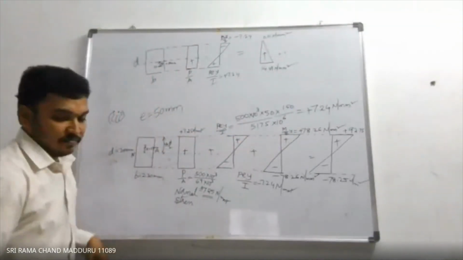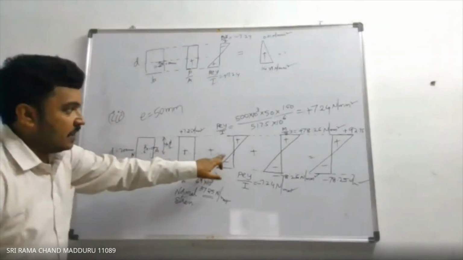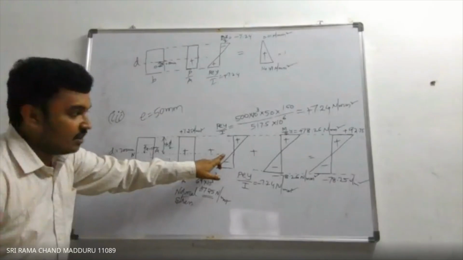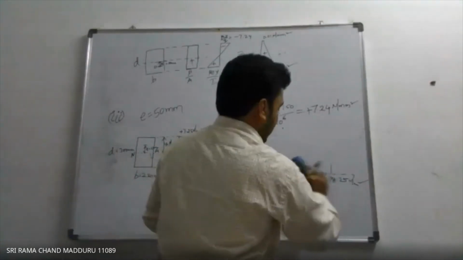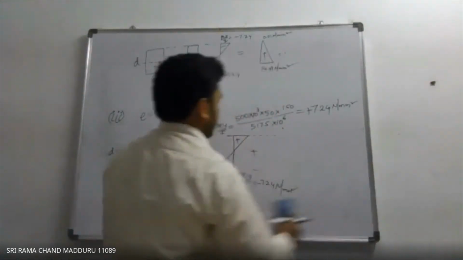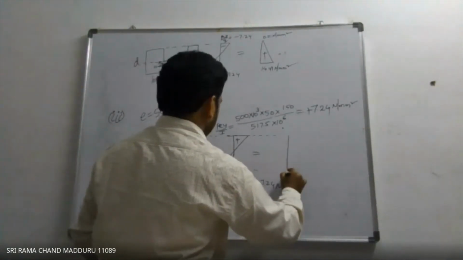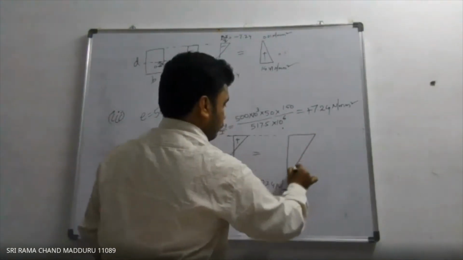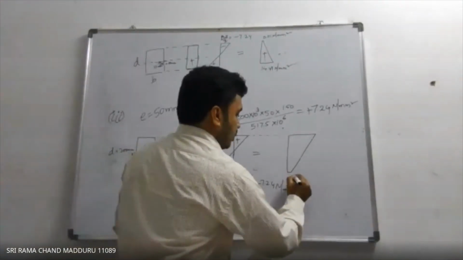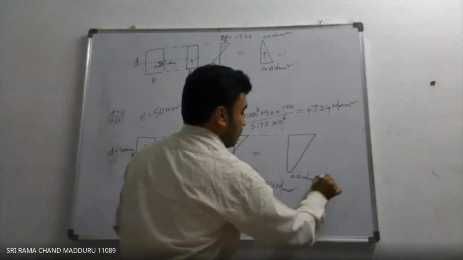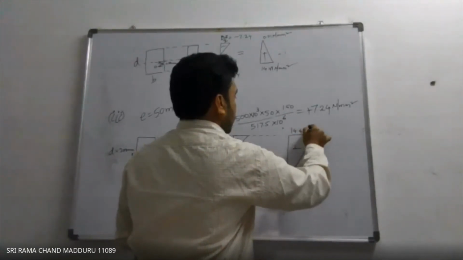Now coming to the third condition, when e is equal to 50 mm, then what is happening? P by A will be there, P into e into y by I will be there, but here M by I into y will not be there. We already know M is becoming 0, so once again draw the resultant stress. The resultant stress distribution will be plus P by A minus P into e into y by I. So this is 0.01 and this is 14.49 Newton per mm square.